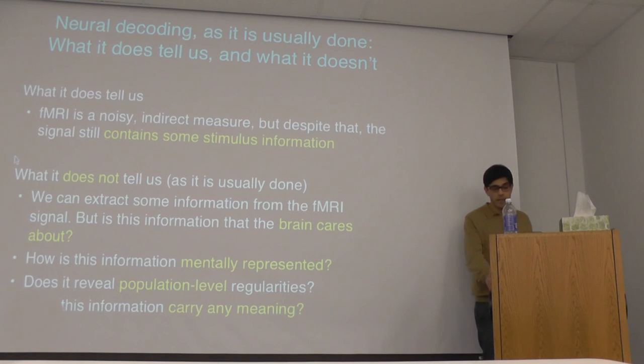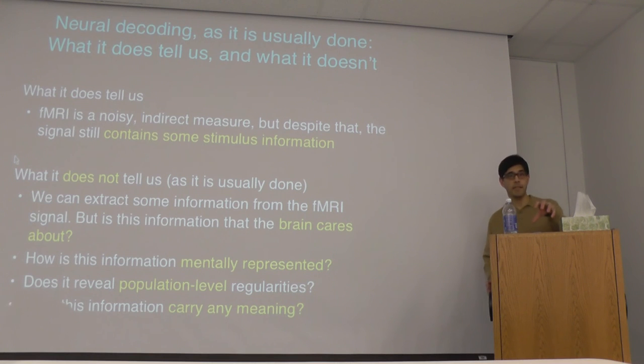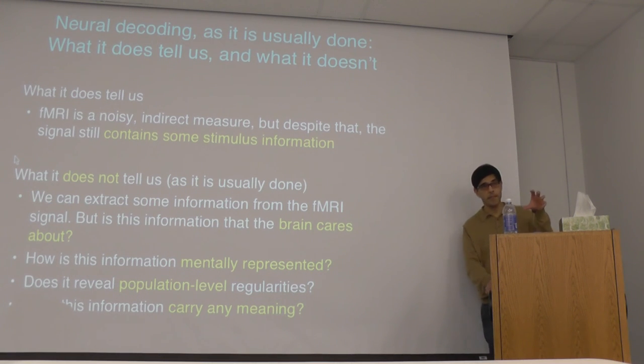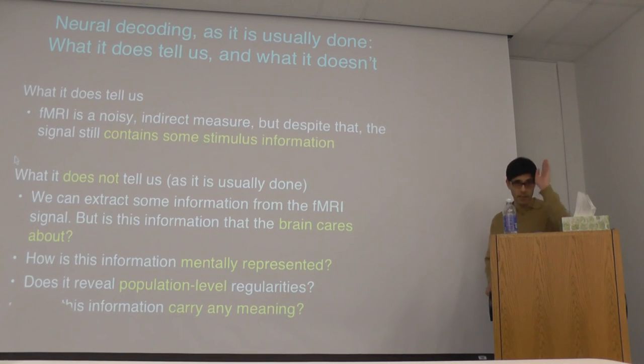But there are still lots of things it doesn't tell us. Just because you can pull some information out of something doesn't tell you that the brain actually cares about that, or that the brain is doing anything vaguely similar. Certainly the brain is not slicing itself up into voxels and putting those voxels into a classifier. And it doesn't tell us how this information is represented in the brain. This is the next thing we're really going to think about.